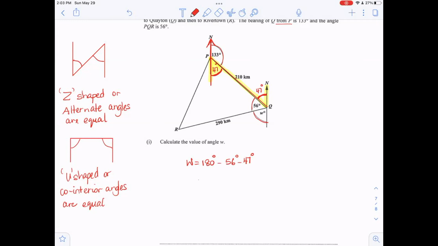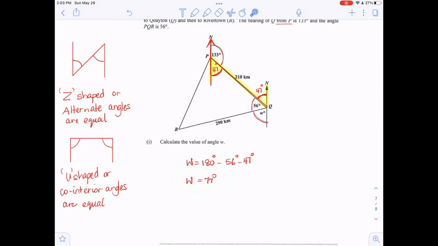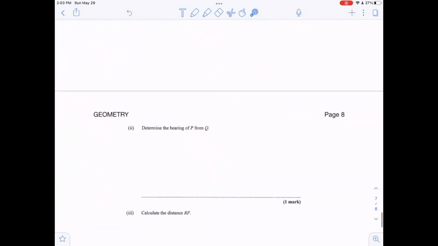77 degrees. Very good. Did anybody else get 77? Did anybody get this answer to confirm it? Could you all check and see if it is 77? Yeah, miss. Thank you, Faith.